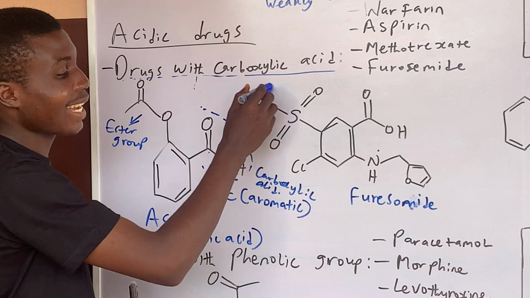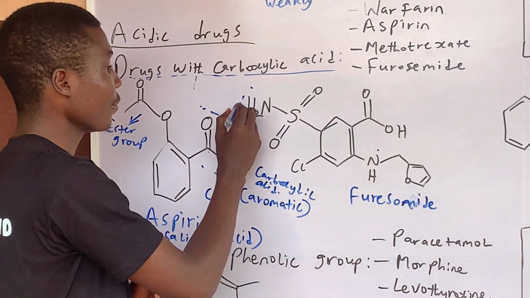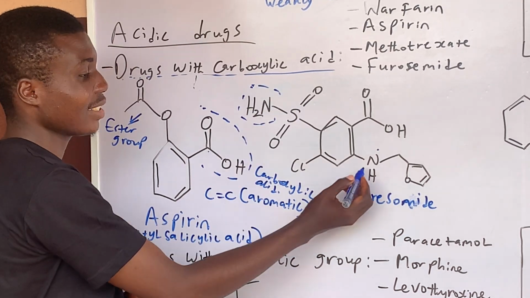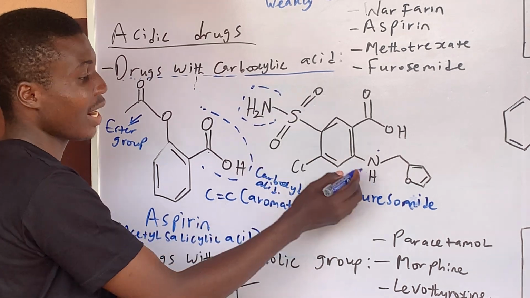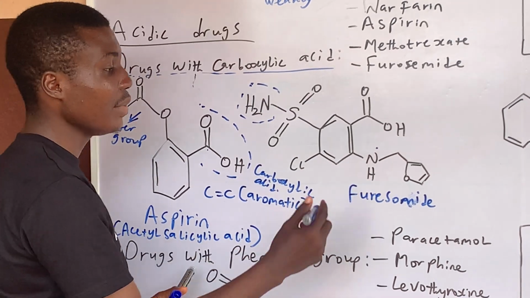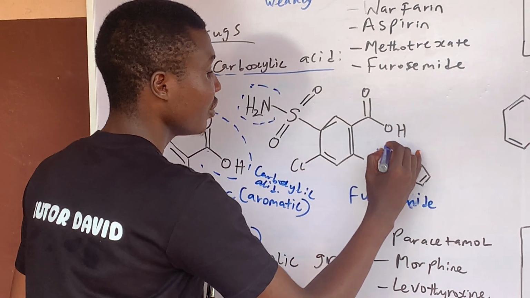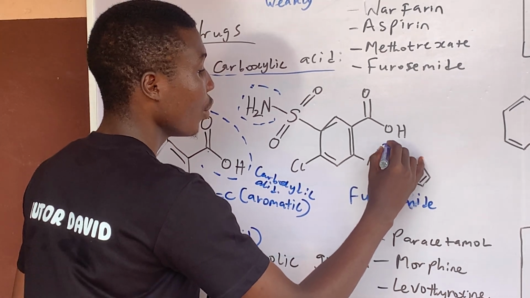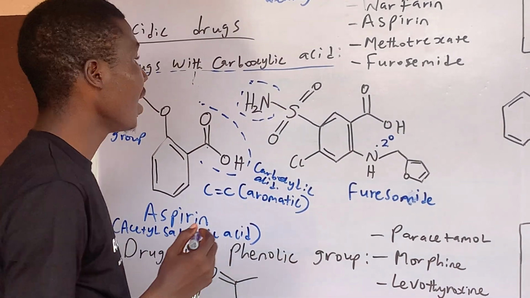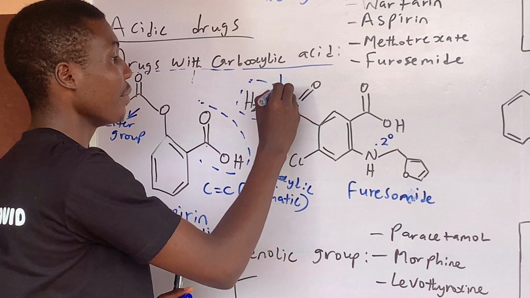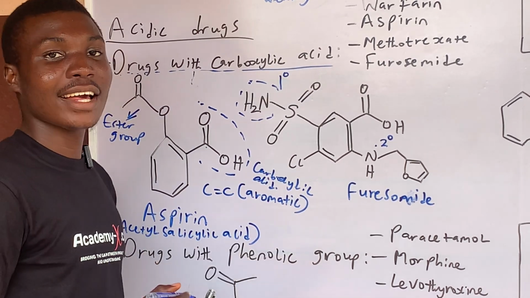And then this is another amine group. But in this case, while that one is secondary, this one is a primary amine. A secondary amine can be represented as 2 with a degree attached to it, while a primary amine can be written as 1 with a degree attached to it.